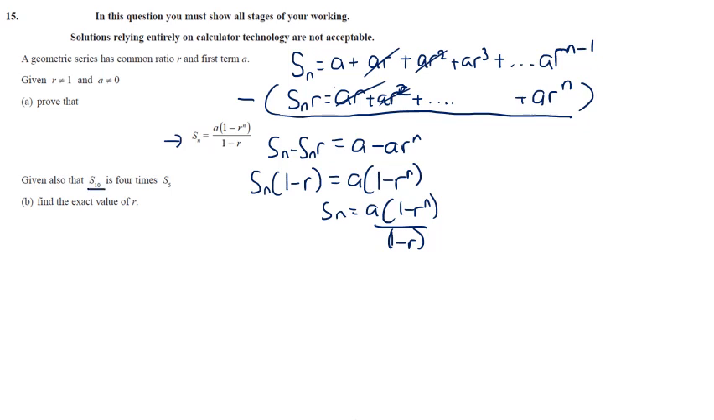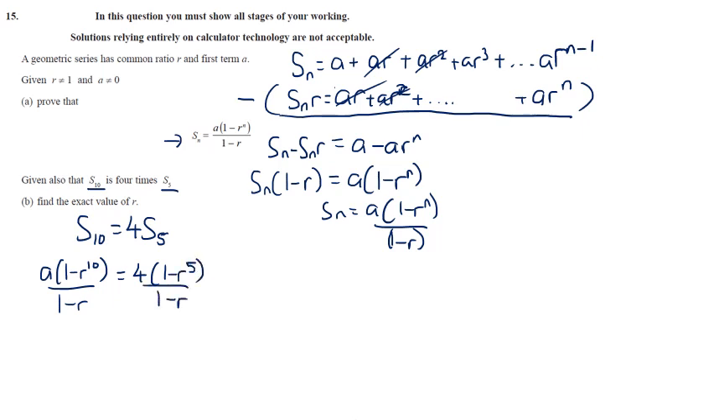Okay, then we're told that S10 is equal to 4 times S5. So let's write that as an equation. We're just going to use the formula. So we've got a(1 minus r to the 10)/(1 minus r) is equal to 4 times a(1 minus r to the 5)/(1 minus r). Oh, 4a. So what cancels? An a cancels on both sides. The 1 minus r in the denominators cancel. So we're just left with 1 minus r to the 10 is equal to 4.